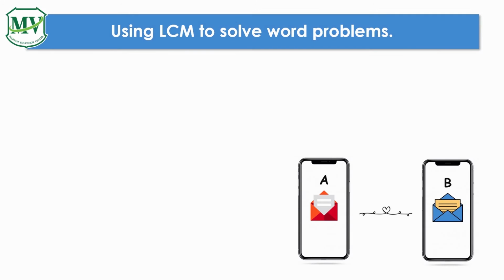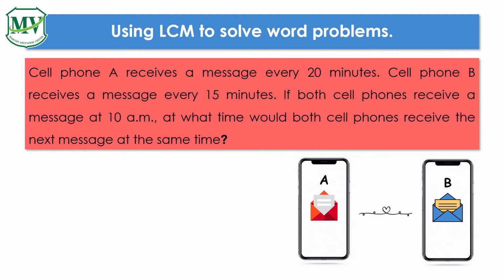Next, we will use LCM to solve the following word problem. Let's read together. Cell phone A receives a message every 20 minutes. Cell phone B receives a message every 15 minutes. If both cell phones receive a message at 10 a.m., at what time would both cell phones receive the next message at the same time? The keyword for this problem is both.